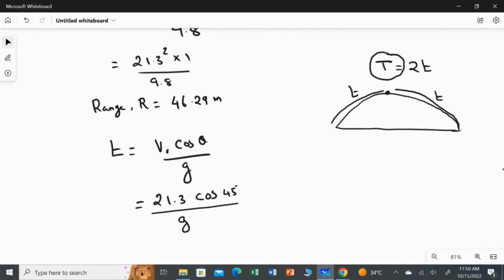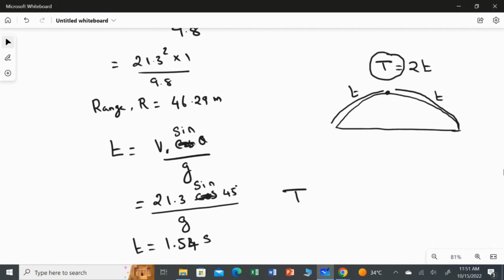What's the value? 21.3 multiplied by cosine, not cosine, I think this is sine, because the time of flight comes with the sine value. Am I right? So here I have to put sine, I think so. Clear? So 21.3 sine of 45 over 9.8 is 1.53 seconds. So better I can write 1.54. So this is small t.